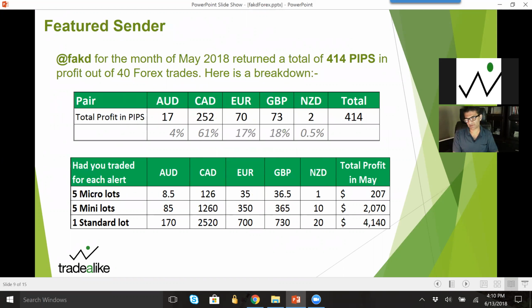So this is just to take a little broader view of your performance. I took the month of May as the performance month that I wanted to measure. It looks like you trade a lot of Canadian dollar when you are trading your alerts. Is there a particular reason for that? USD CAD, yeah.